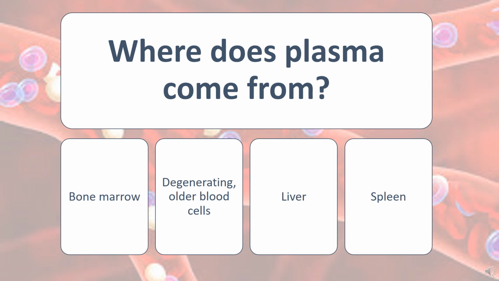Plasma doesn't really come from a specific place. Instead, it forms when water in your body combines with electrolytes you absorb through your digestive tract. Some of the important proteins that go into plasma come from specific organs or places, though. They include your bone marrow, degenerating, older blood cells, liver, spleen. Once those proteins combine with the electrolyte-rich liquid, you have plasma.